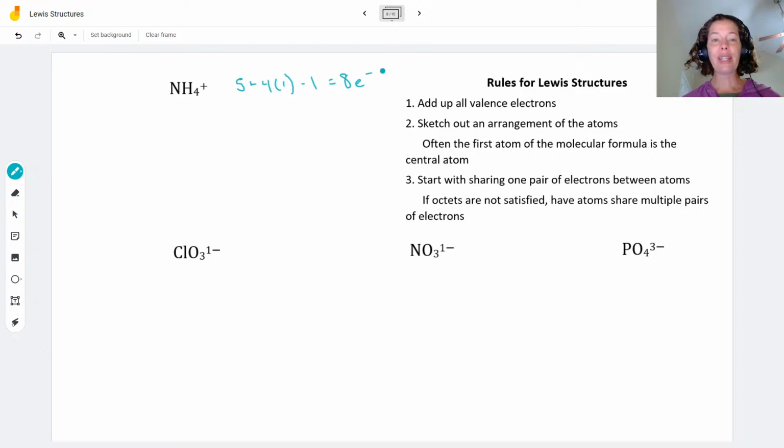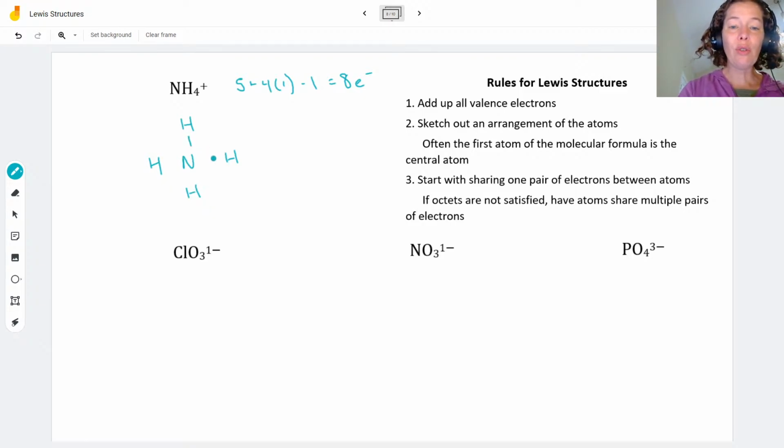We still go on to our second step. Let's find our central atom. Well, nitrogen is written first, and it's all alone, so it is our central atom. So we have nitrogen here, and I am just going to draw 4 hydrogens around. And now, like always, I'm going to start with single bonds. So 2, 4, 6, 8. Those are my electrons. That's all I got.